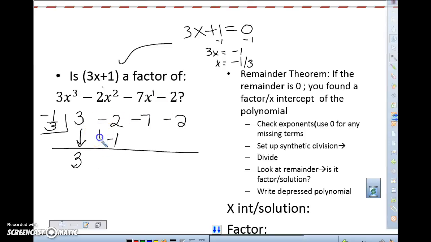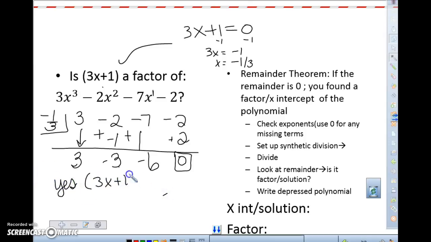My pen just went out. Okay, we add. They'll also be positive. Good. Positive 1. And we add. So this one is a factor. This one works out because that remainder is 0. So we could say yes, 3x plus 1 is a factor.